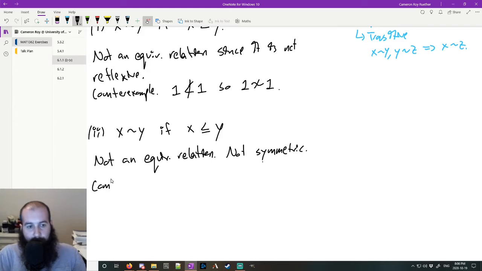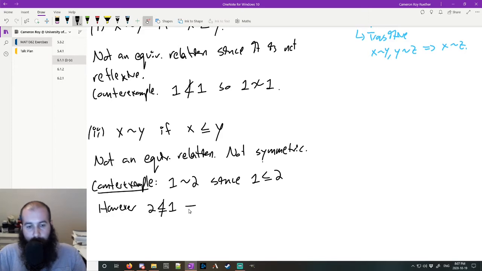By a counterexample, we want two elements which are related to one another, but not in the reverse order. So we can say 1 is related to 2, since 1 is less than or equal to 2. However, 2 is not less than or equal to 1, which means that 2 is not related to 1. Because we have a relation (1, 2), but we don't have its symmetric version, this is not a symmetric relation.